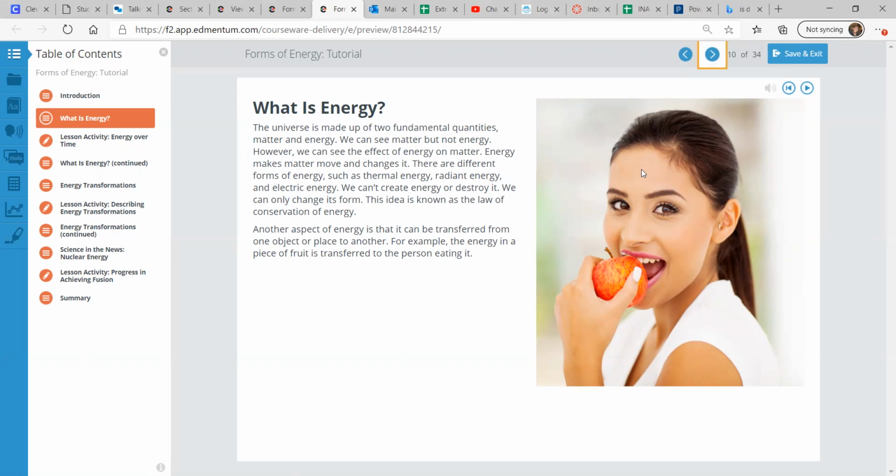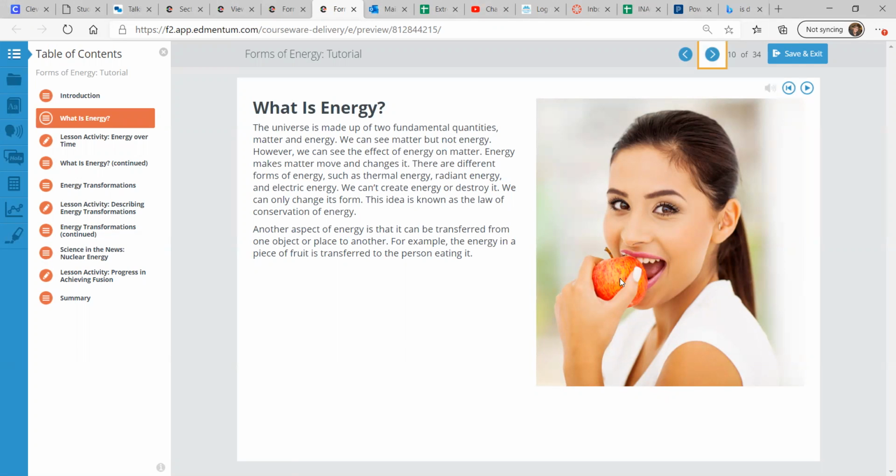We cannot create energy or destroy it. We can only change its form from one to another. This idea is known as the law of conservation of energy. Another aspect of energy is that it can be transferred from one object or place to another. For example, the energy in a piece of fruit is transferred to the person eating it.